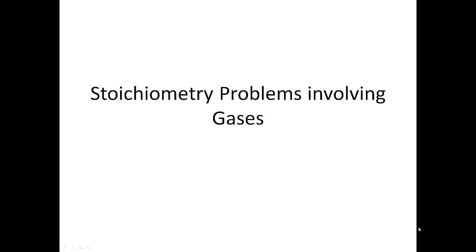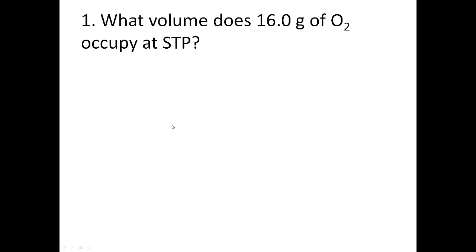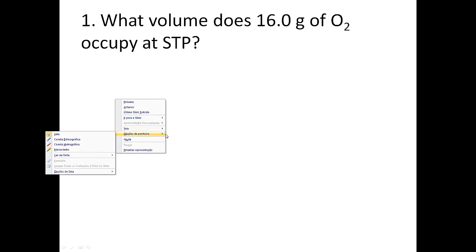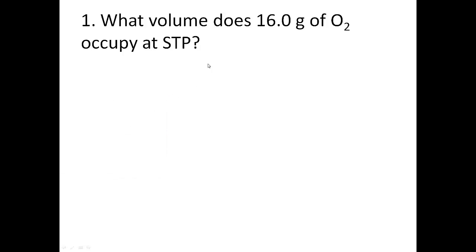We're going to be doing some stoichiometry problems that involve gases. Number one, what volume does 16 grams of O2 occupy at STP? Key thing to remember here, STP means two things. Means that your temperature is 273 K and your pressure is 1 atmosphere.